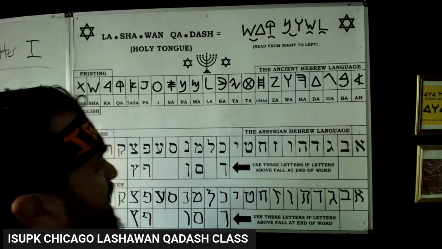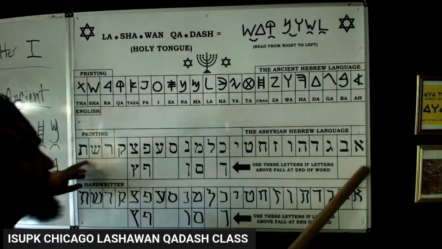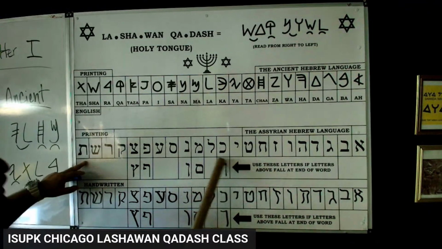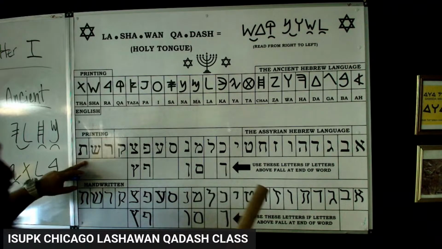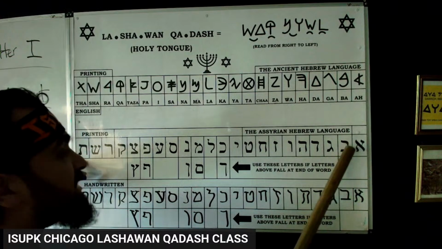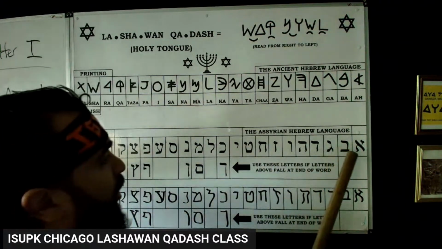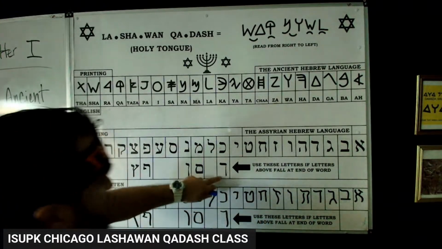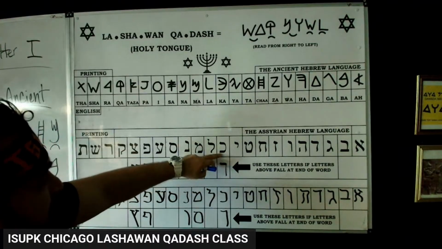With that being said, this is the ancient Assyrian Hebrew from right to left. I could describe them, but I do it every week, so I'm not going to describe them. I hope you take a screenshot and go over them. The letters at the top right here are the ones at the beginning of a word. If you ever see the ones below, Ka, those are also at the beginning of the word.